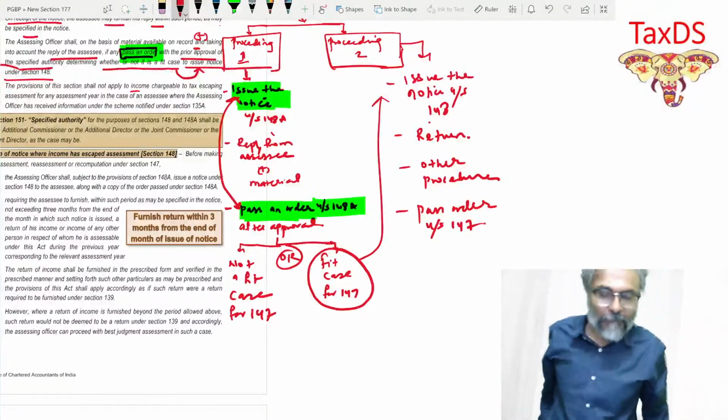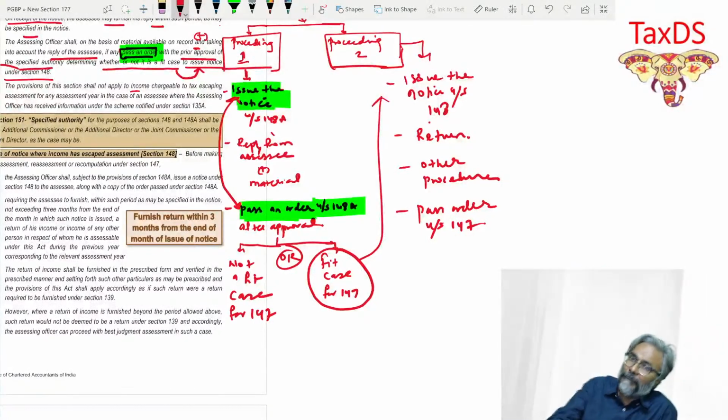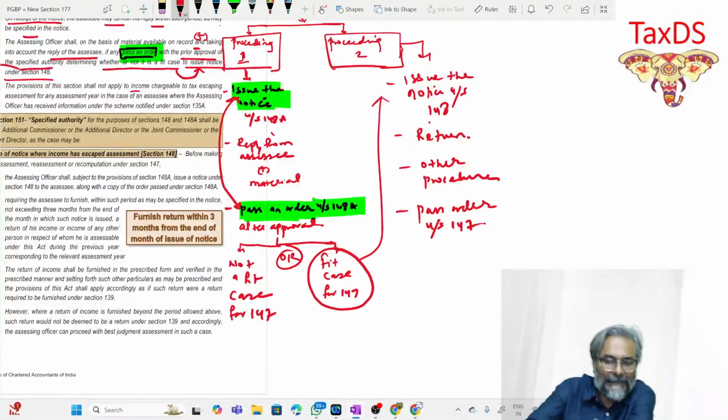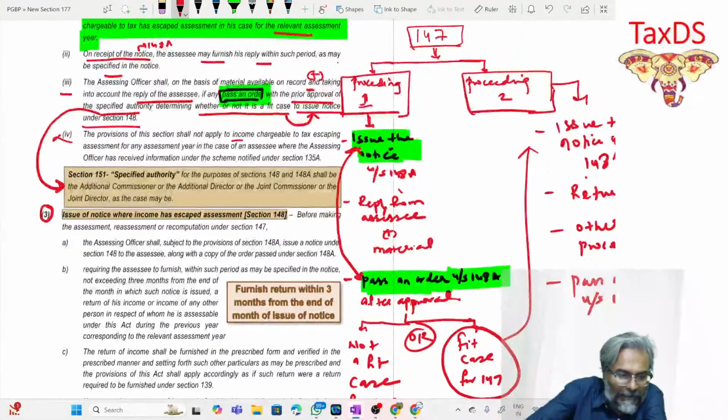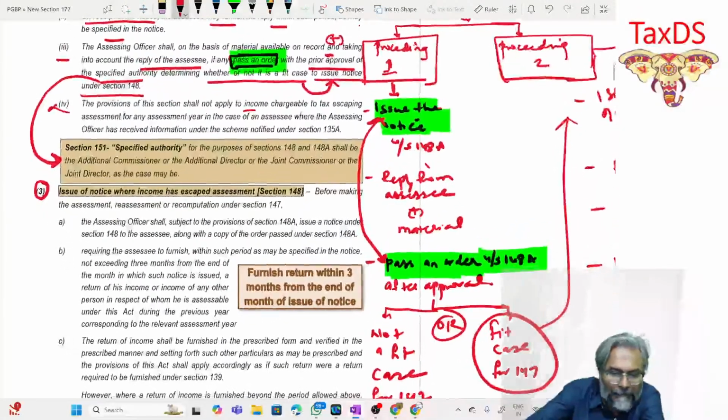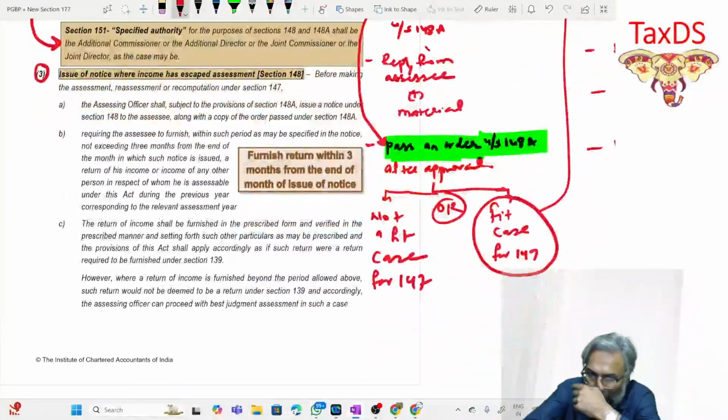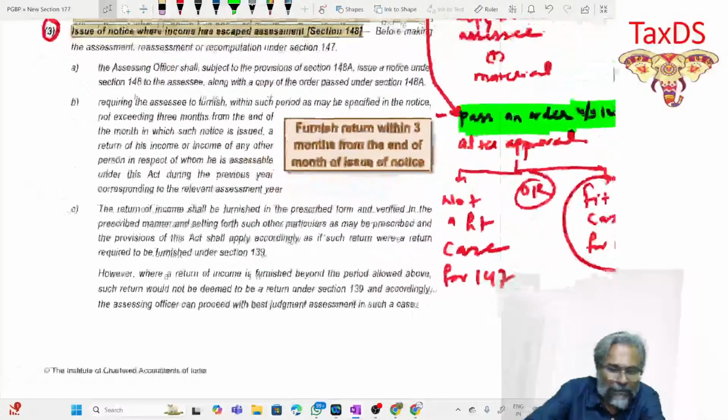I hope that all of you are clear with this one. Perfect. That's exactly the point, students. So with this, we are done with this particular part. Now, students, please have a look at point number 3.